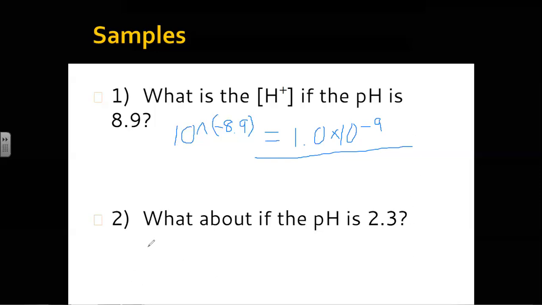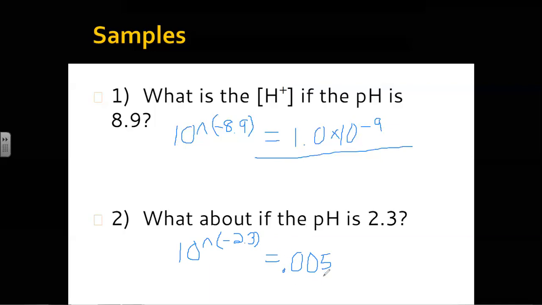Now, for this problem number 2, what about if the pH is 2.3? Well, you're still going to do the same thing. You're going to go 10 caret, open your parenthesis, negative 2.3, close your parenthesis, hit enter, and I'm going to do that myself on my calculator real quick. And what I get is 0.005.